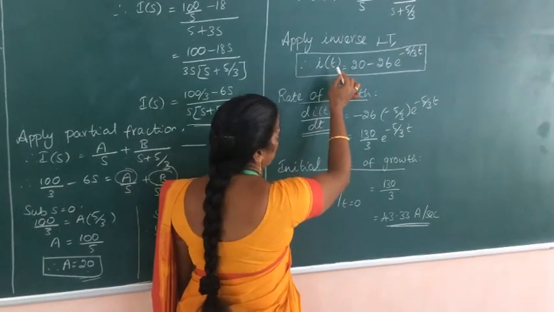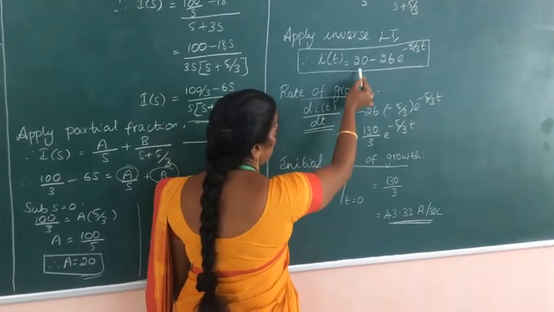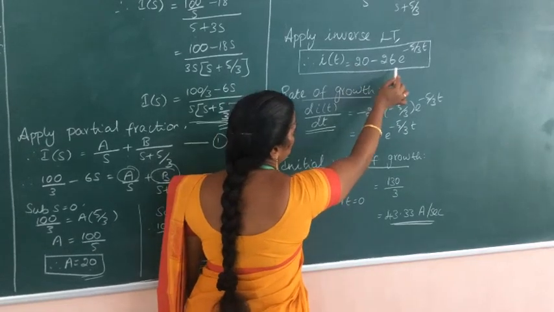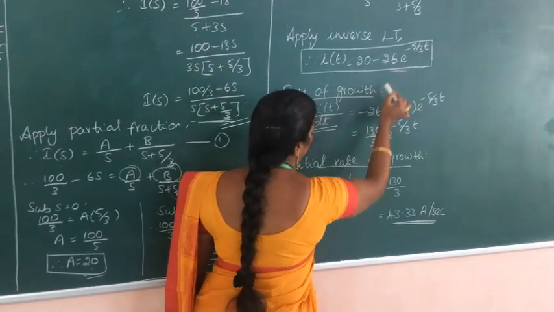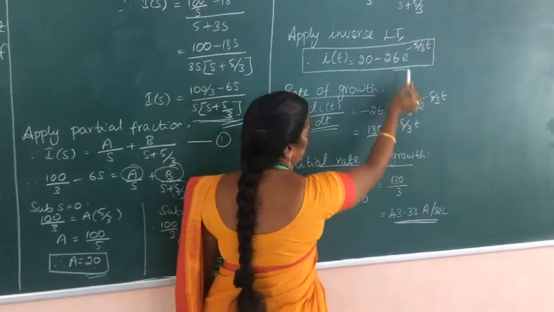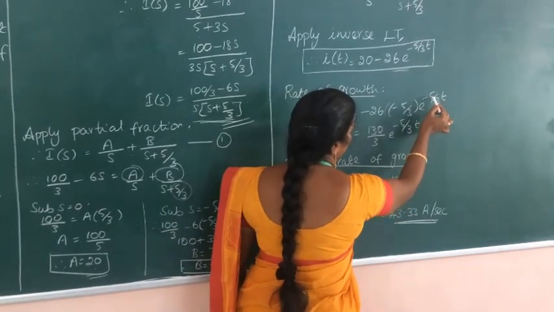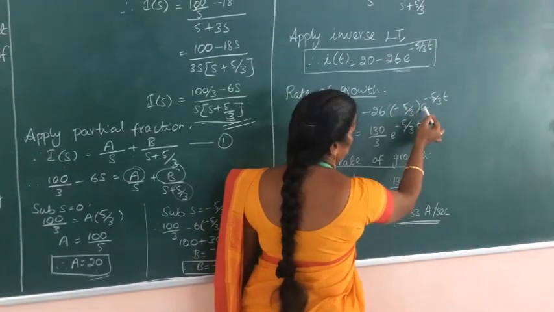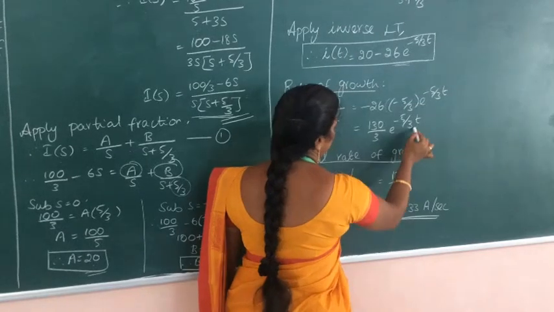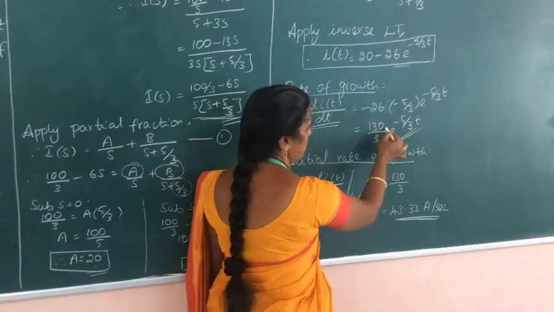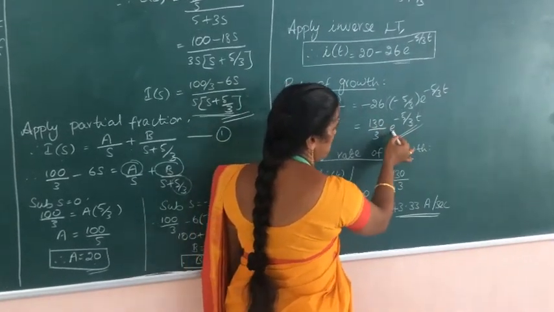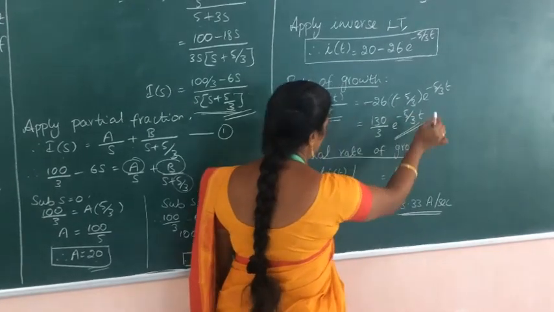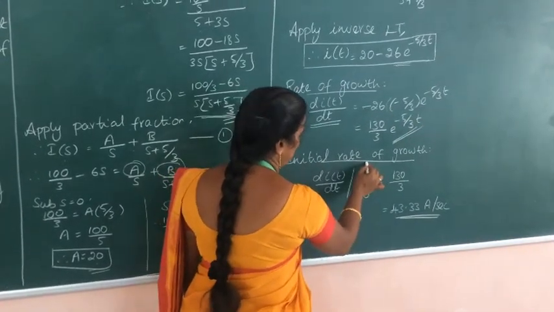So you have to take a differentiation for this one. Differentiation of 20 is 0. For the second one, minus 26 into e power at is nothing but a into e power at, so minus 5 by 3 into e power minus 5 by 3t. So you are getting the rate of growth of current as 130 divided by 3 into e power minus 5 by 3t.